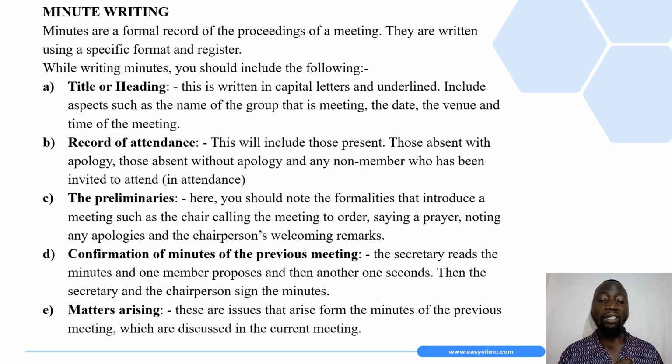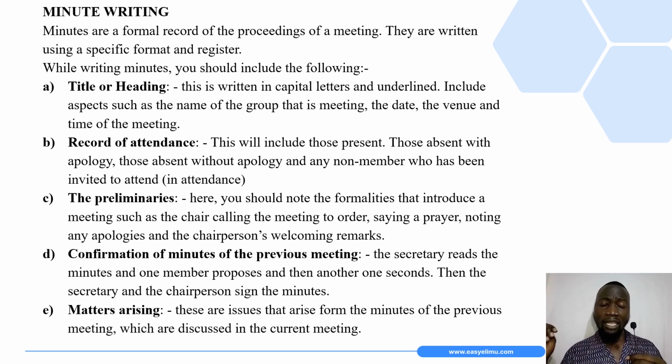The chair will further note any apologies, that is, if at all there are members who aren't present, and so on. So after the preliminaries, we have confirmation of the previous minutes. So under confirmation of previous minutes, dear students, the secretary reads the minutes and one member proposes, and then another one seconds. Then the secretary and the chairperson sign the minutes.